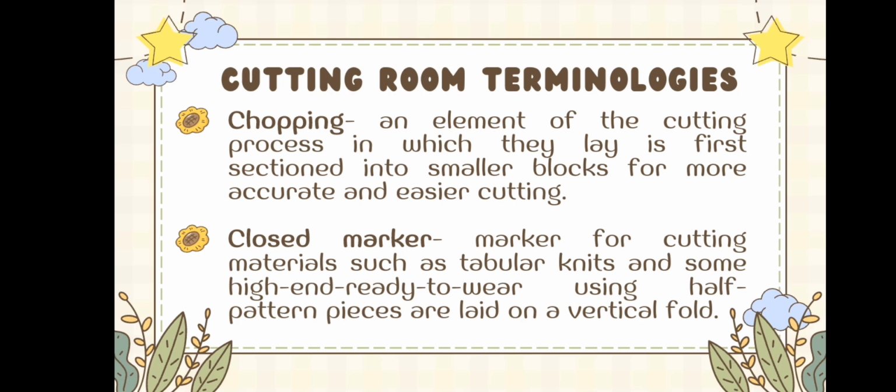Next we have closed marker. This is a marker for cutting materials such as tubular knits and some high-end ready-to-wear, using half pattern pieces laid on a vertical fold. So a closed marker has a vertical fold.